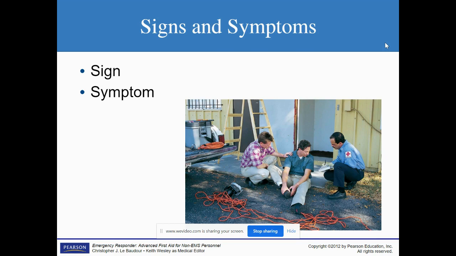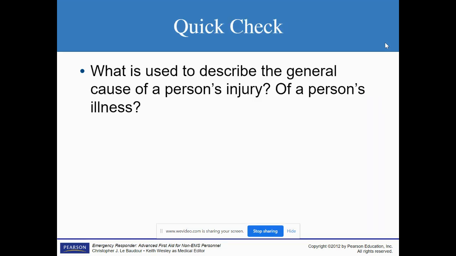You'll want to gather as much information from the ill or injured person as possible. This is done by performing a hands-on assessment and asking specific questions to the person. These tasks make up the first assessment. Now let's take a quick check. What is used to describe the general cause of a person's injury? And what is used to describe the general cause of a person's illness?